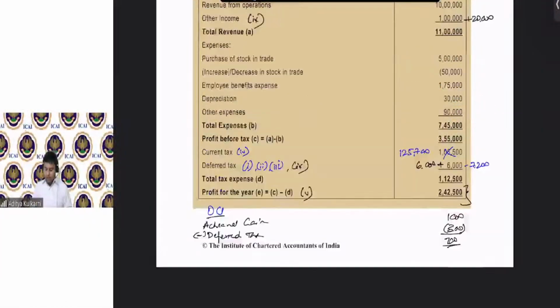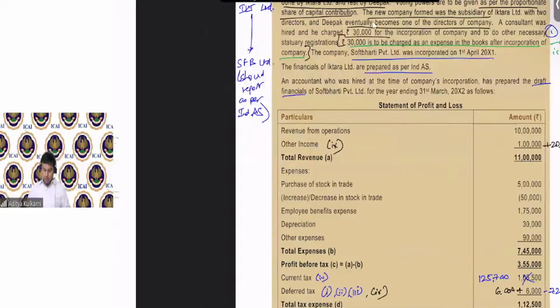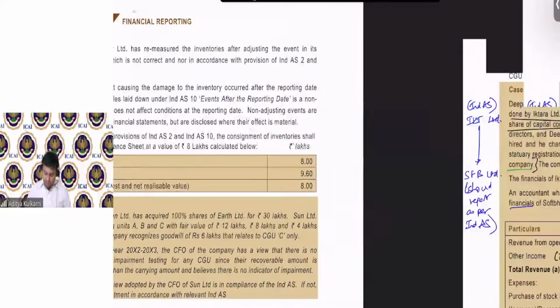Okay. Welcome back. So this was a good case study from that perspective. It did give a lot of revision of what we have already gone through. Okay. So that takes care of case study 5.